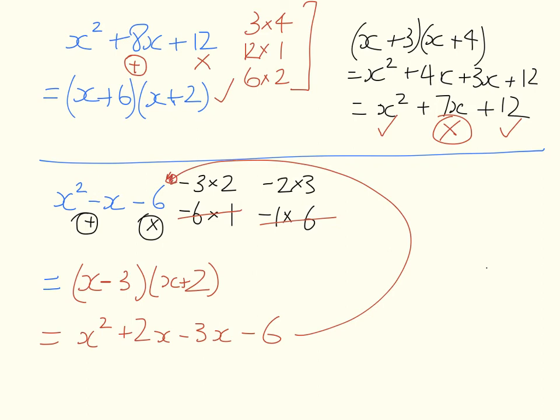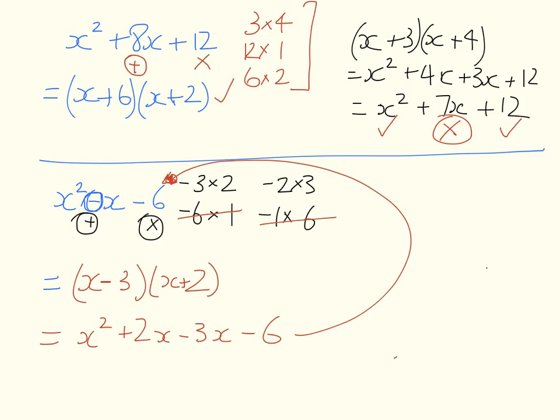We're not changing this, we're just manipulating this expression. If we had these two the other way around, plus 3 minus 2, we would end up with x squared plus x minus 6. So a little bit off there. If we have this middle term being negative, it means the bigger number must be negative.